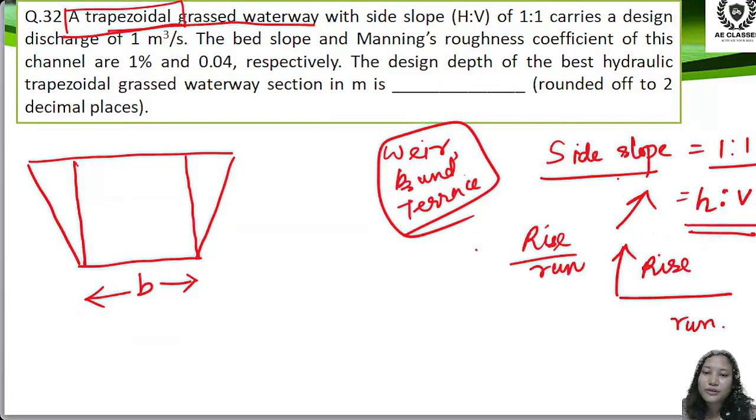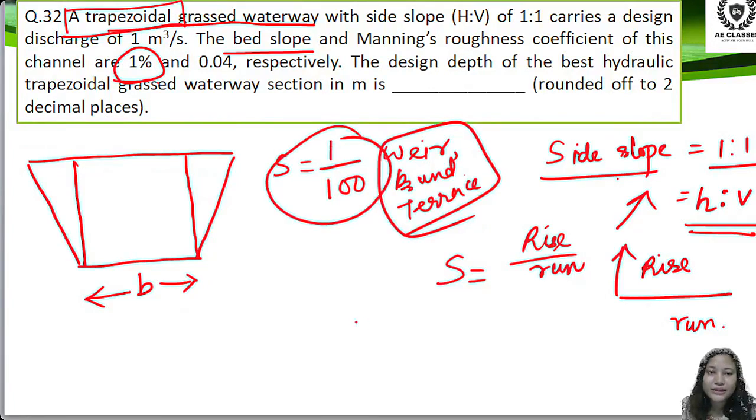Okay, don't get confused with the land slope that is given, like here in this case the bed slope is given as 1%. It means that the rise is 1 in a run of 100, isn't it? So this is the rise. Okay, rise by run, this is the slope of the channel, whereas the side slope is always given by h is to v, that is the opposite of this slope, that is run by rise. Okay, always remember this.